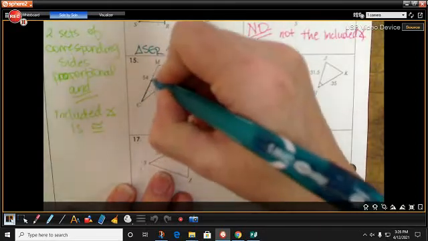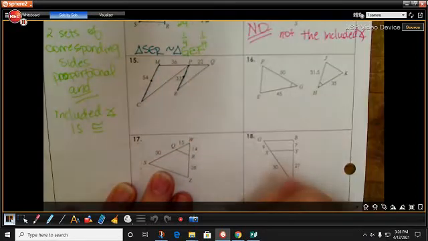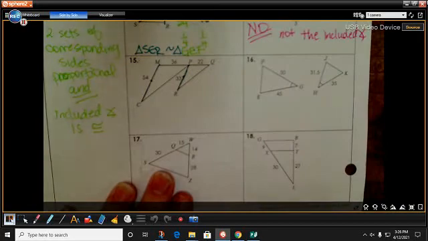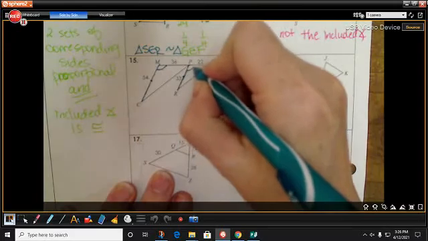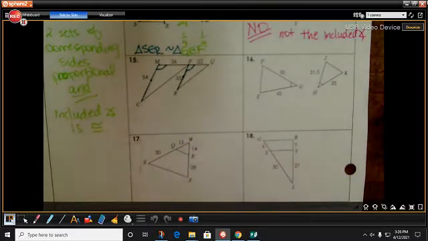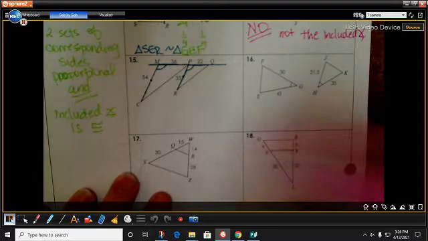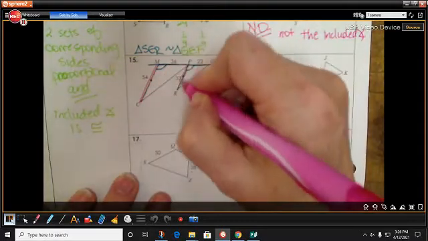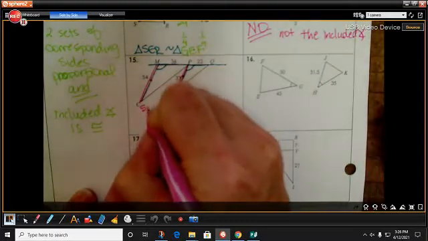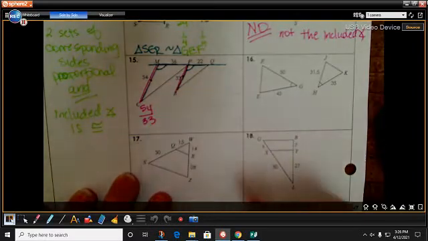For number 15, I do have some parallel sides. And so since the sides are parallel, I can say that this angle and this angle are congruent to each other because they are corresponding. Here's the transversal that cuts my two parallels. And then I have a side corresponding to a side. And so I have 54 matched up with 33. And then over here, I have 36 matched up with 22.